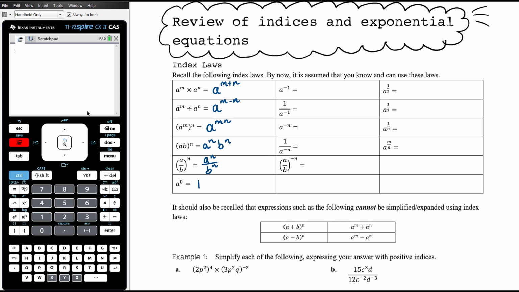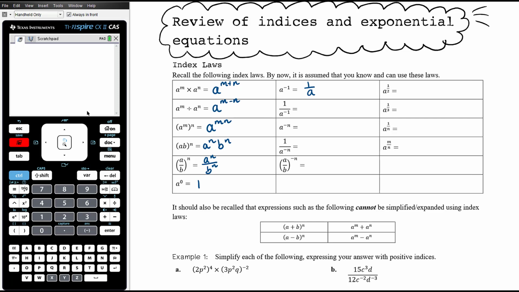Okay, then we've got our negative exponents, so a to the power of negative 1 actually means that we take the reciprocal of the base, so we get 1 over a to the power of positive 1, so it's just 1 over a. If the negative power is already on the denominator, then it moves to the numerator.